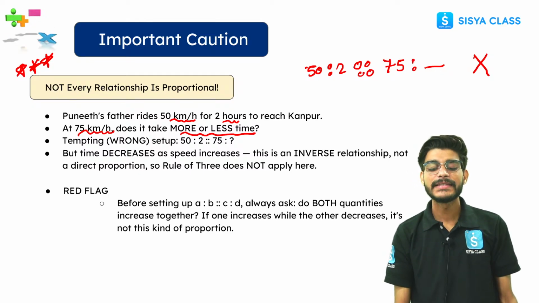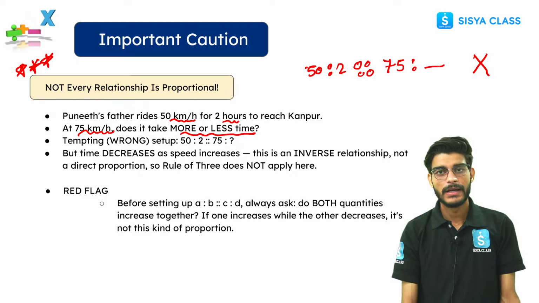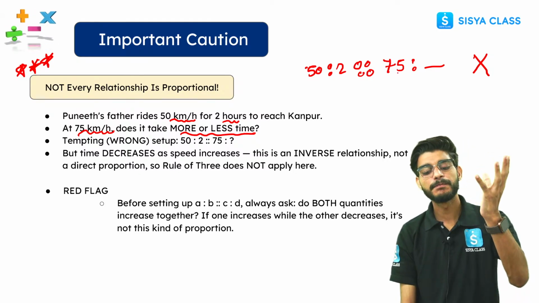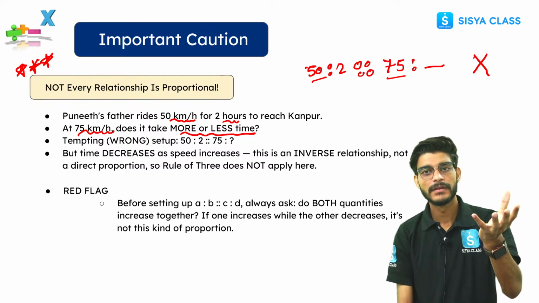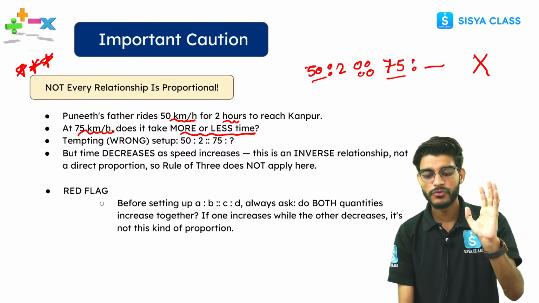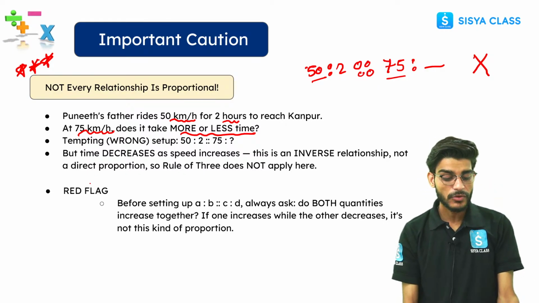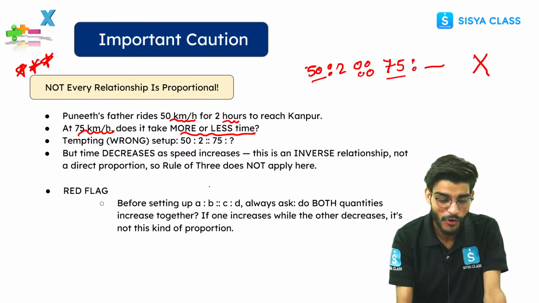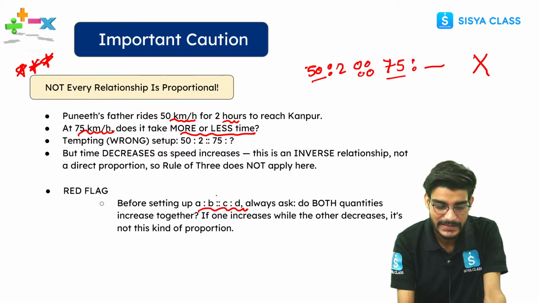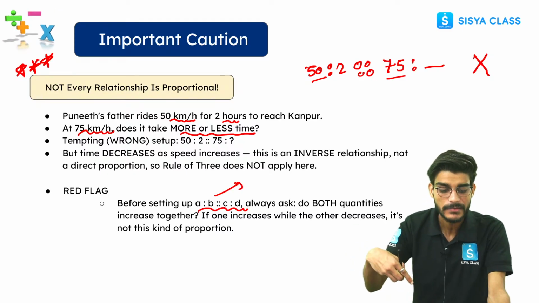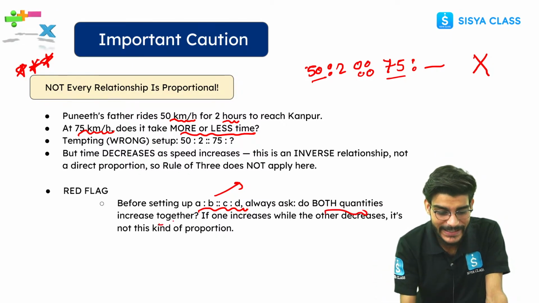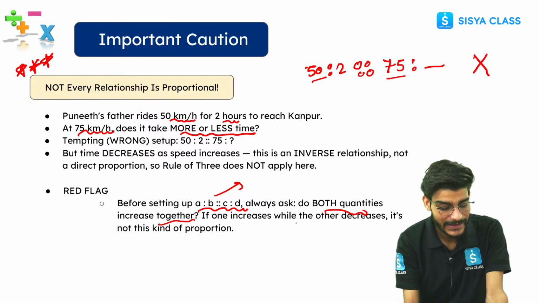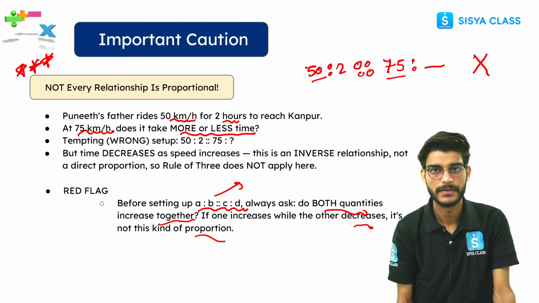Because time here is inversely proportional to speed. We had changed the speed here from 50 to 75, so we cannot write this in this form. So the red flag you have, before setting A, B, C, D, this is a proportionality representation. Before writing this, always ask: do both quantities increase together? If one increases while the other decreases, it is not a kind of proportion.